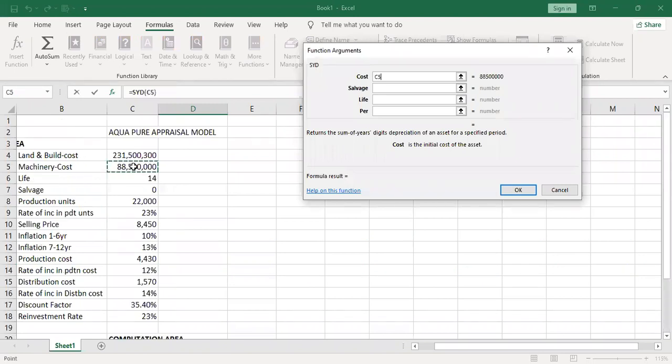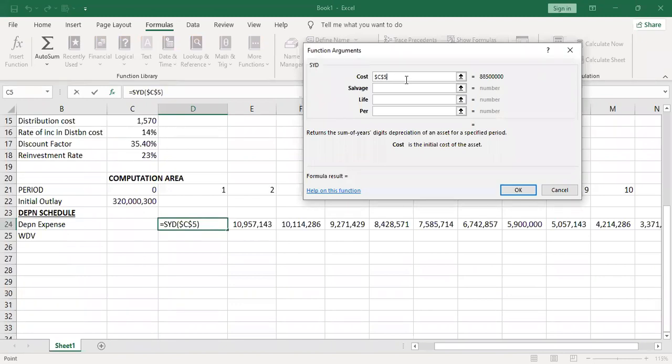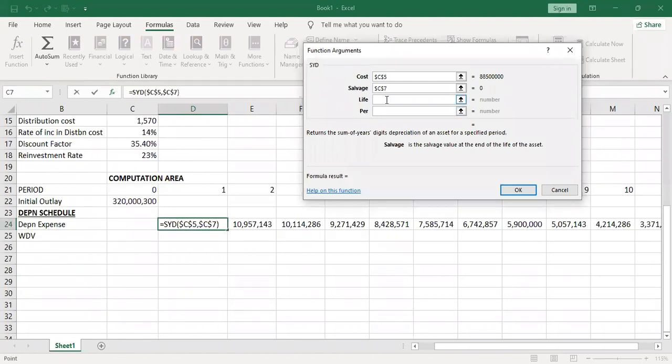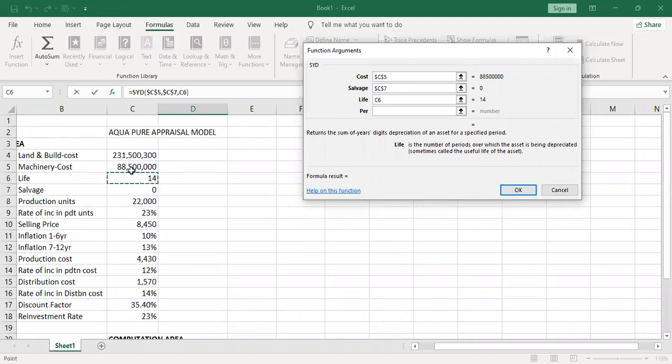You click on it. After that, you press Fn or F4 to fix it. Then click on salvage here. Your salvage is 0. Also fix that, Fn, F4, and then you click on life. You have the life here, which is 14. So click on 14, Fn, F4 to fix it.